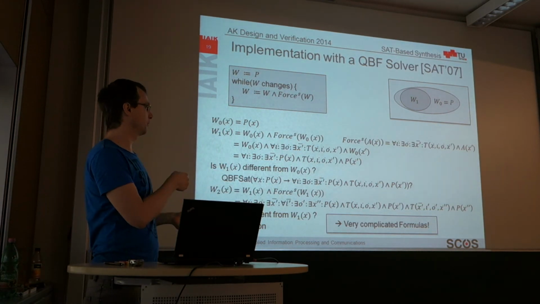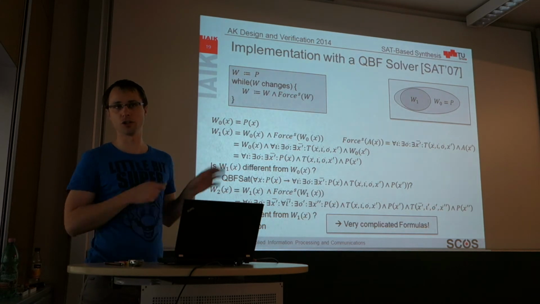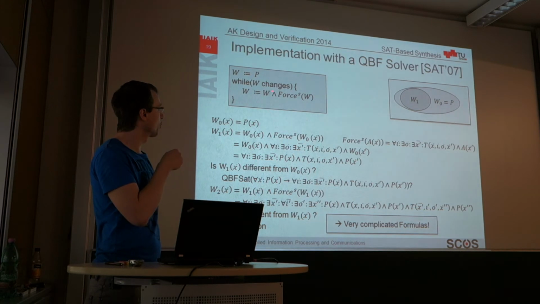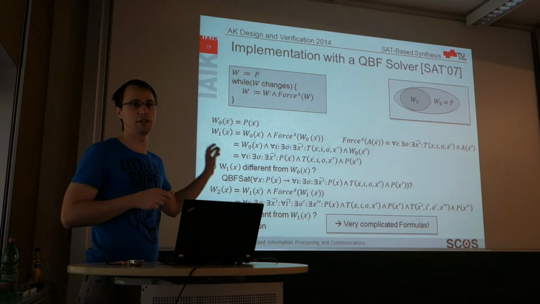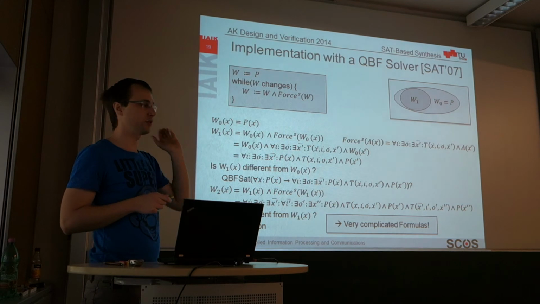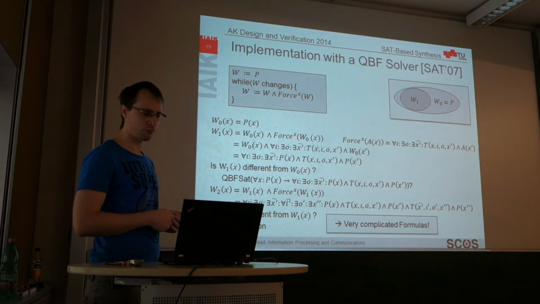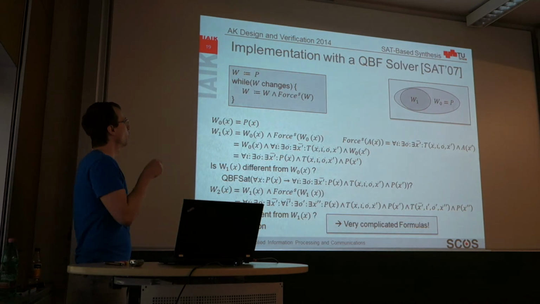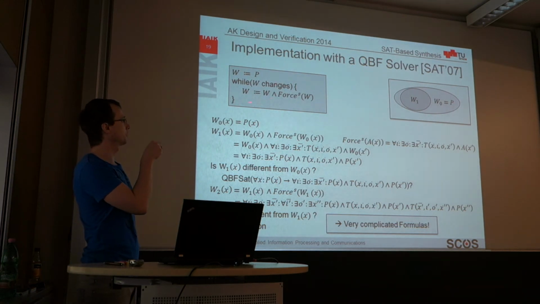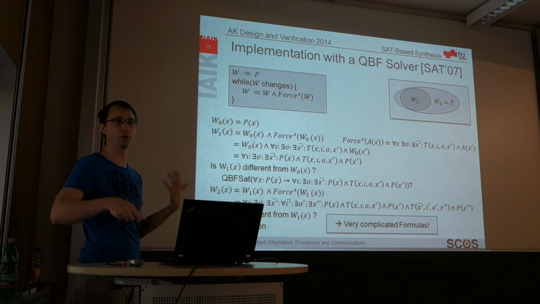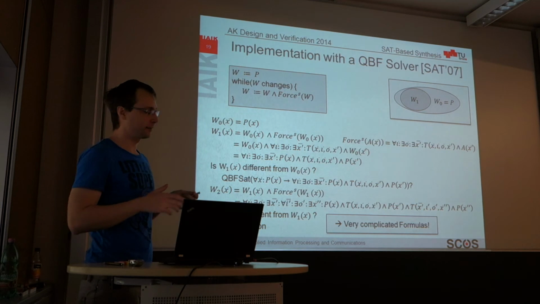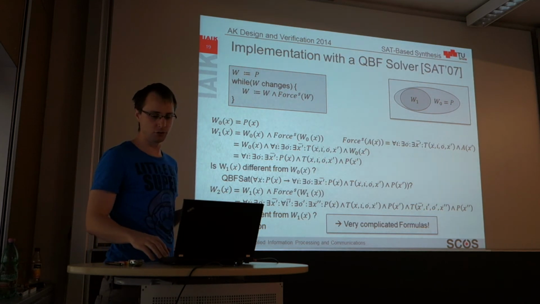I mean, maybe the computation takes just one iteration, then this approach may be fast, but if this winning region computation takes 20 iterations, then this approach will just lead to huge formulas. Good, so this was how we could in principle implement this standard approach also with QBF solvers instead of BDDs, but this is not super efficient, most probably for most benchmarks.